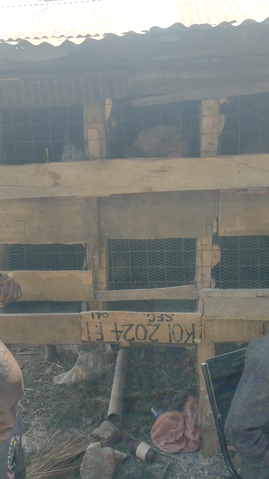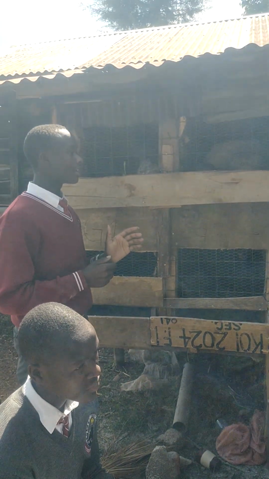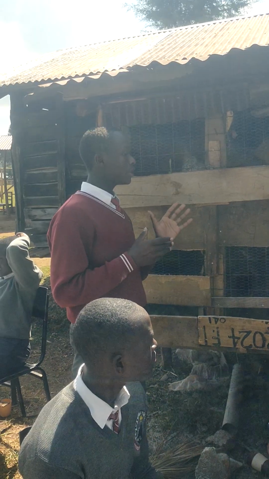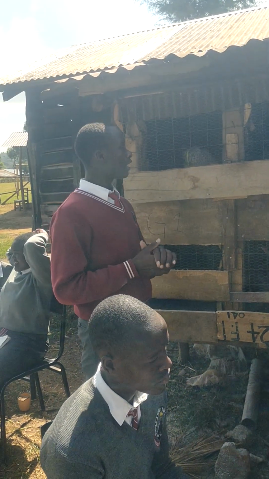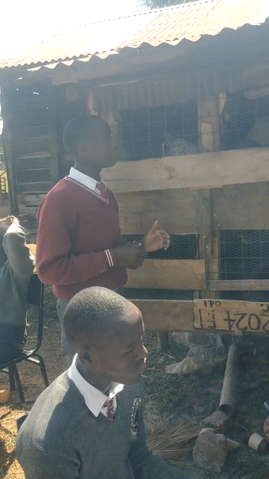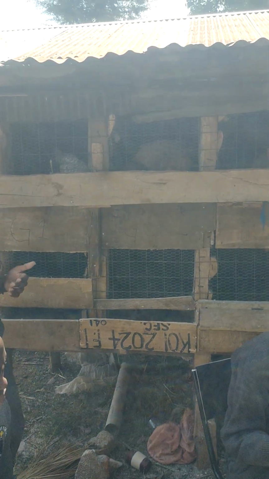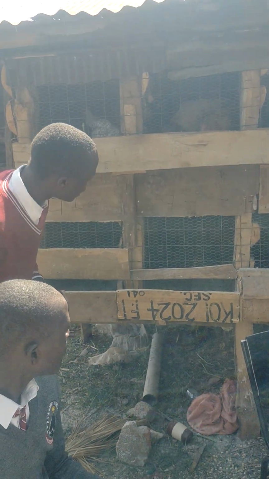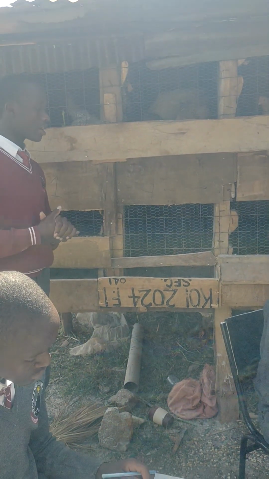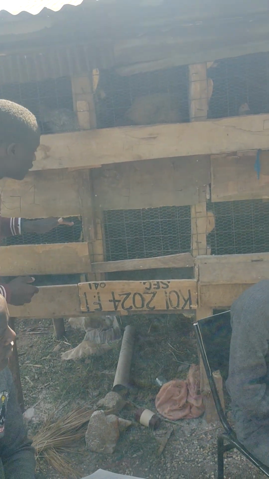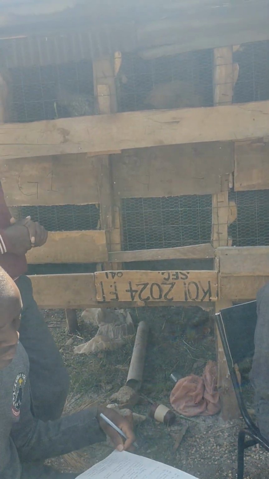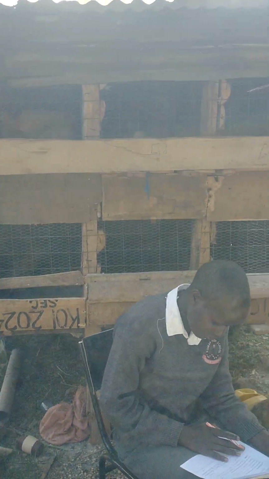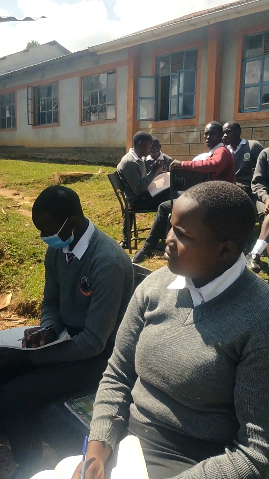The Rhode Island cocks must have a weight of 4 kgs, and then the hens must have a weight of at least 3 kgs. And then we have the red earlobes, and the black in color, and they have the green sheen, that when they are directed to the sun, they are more beautiful.